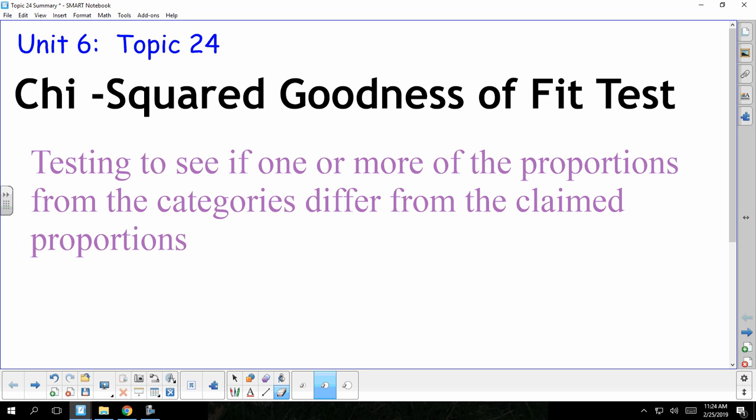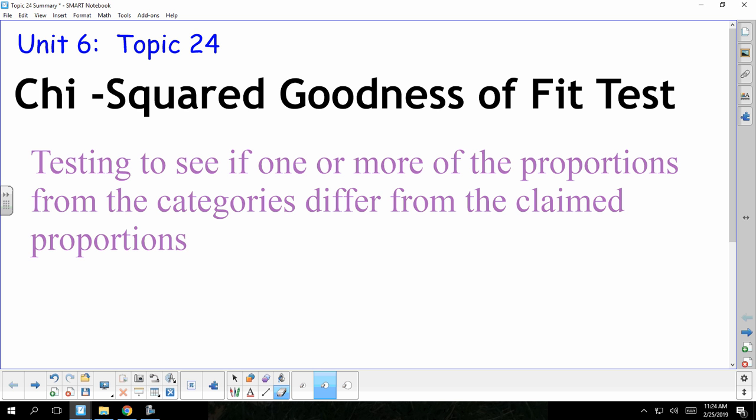Right? We've already dealt with categorical variables and inference with our 1 prop z test, our 2 prop z test, and the associated confidence intervals for both. But what happens if the variable is not binary? So what if we have a categorical variable and we have many different categories? We don't have a way to see if those proportions differ from some sort of expected or claimed proportion. So this is where our chi-squared goodness of fit test comes in.